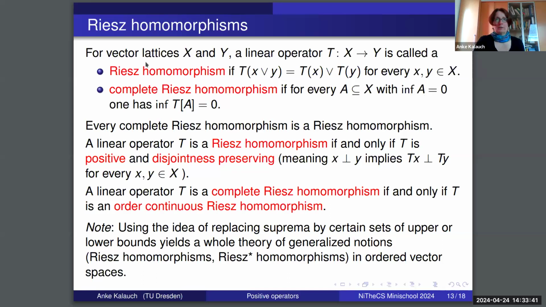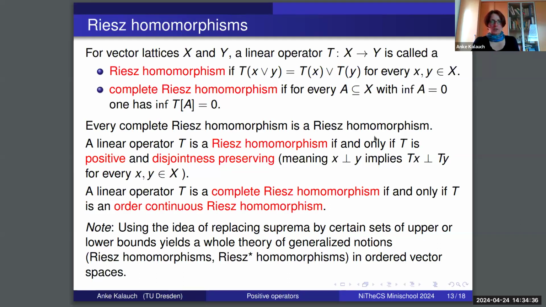Now, here we are in the lattice world, of course. So there are several observations. On a previous slide, we had disjointness. So we also have disjointness preserving operators, meaning that whenever 2 elements are disjoint, then their images are disjoint as well. These operators are called disjointness preserving. And it turns out that the Riesz homomorphisms are of this type. So on one hand, they are positive, and on the other hand, they are disjointness preserving. And in lattices, the converse implication is also true. So every positive disjointness preserving operator is a Riesz homomorphism, an if and only if condition in lattices.